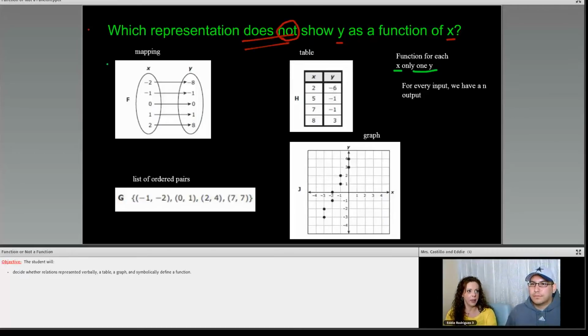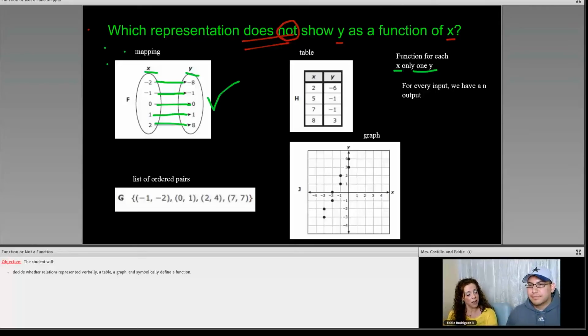Okay, so what do you remember on what we need to look for when it comes to a mapping? That there's no duplicate x values, or that each x value only goes to one y value. Okay, and so looking at answer choice F, do we see any duplicate numbers under our x values? No, it looks like -2 only goes to -8, -1 only goes to -1, 0 only goes to 0, 1 only goes to 1, and 2 only goes to 8 across. That is correct. Good job. So this would qualify as a function.